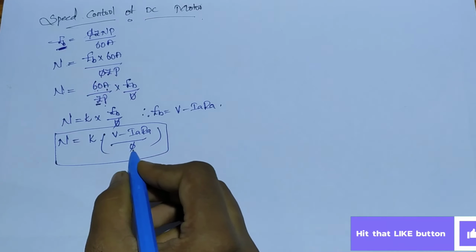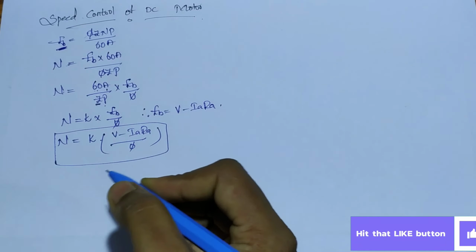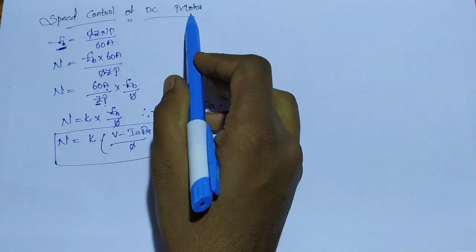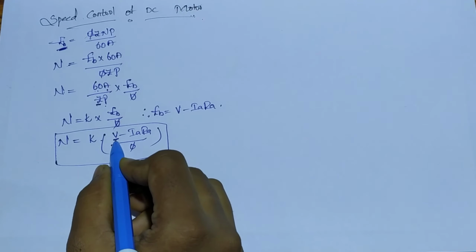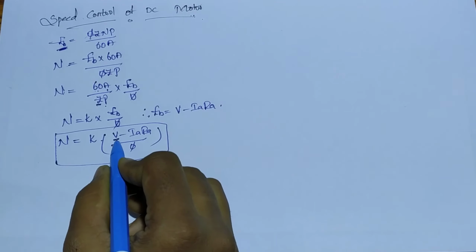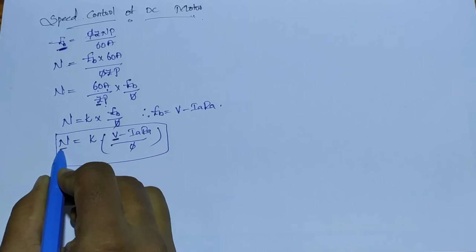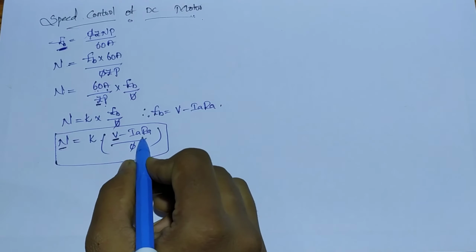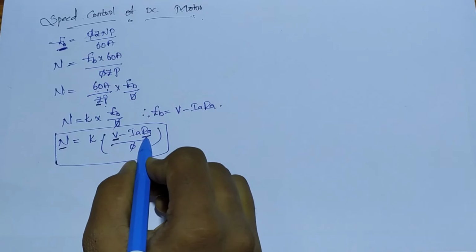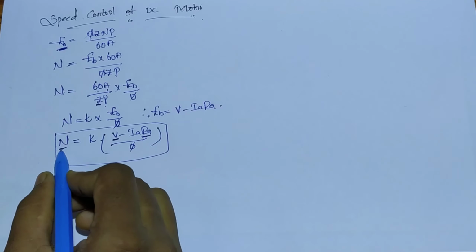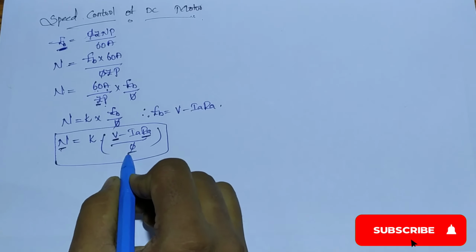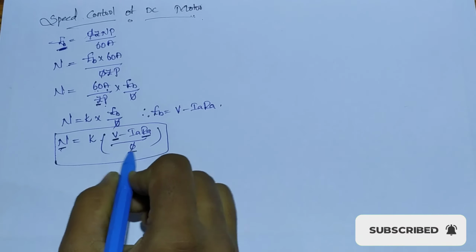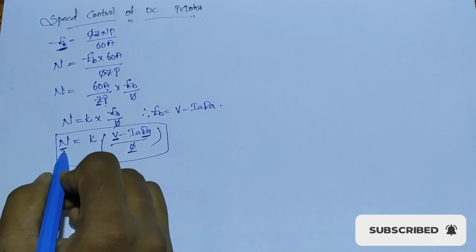From this we conclude that the motor speed can be controlled. How will it be controlled? By these parameters. With the help of voltage we can control the speed, and with the help of the armature resistance that also helps to control the speed of a DC motor. And with this we have the flux. By changing the flux also we can vary the speed for our convenience.